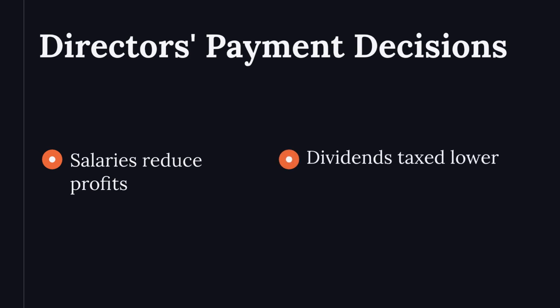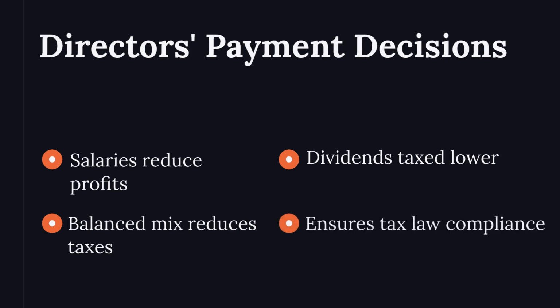Directors' payment decisions affect tax liabilities. Salaries reduce company profits, but incur personal taxes. Dividends are taxed at lower personal rates. A balanced salary-dividend mix can reduce overall tax liabilities. Careful planning ensures compliance with tax laws.